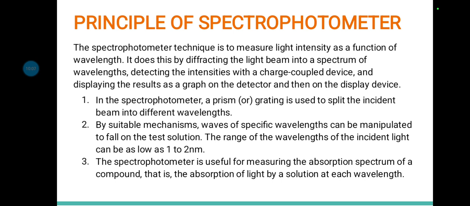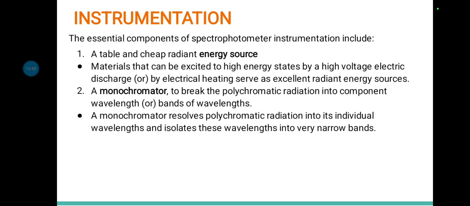Principle of spectrophotometer. The spectrophotometer technique is used to measure light intensity as a function of wavelength. It does this by refracting the light beam into a spectrum of wavelengths, detecting the intensities with a charge-coupled device, and displaying the result as a graph on the display device. In the spectrophotometer, a prism or grating is used to split the incident beam into different wavelengths. By suitable mechanisms, waves of specific wavelengths can be made to fall on the test solution. The range of wavelength of the incident light can be as low as 1 to 2 nanometers. The spectrophotometer is useful for measuring the absorption spectrum of a compound, that is, the light absorbed by a solution at each wavelength.